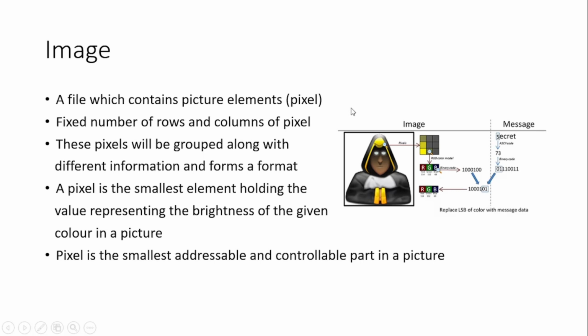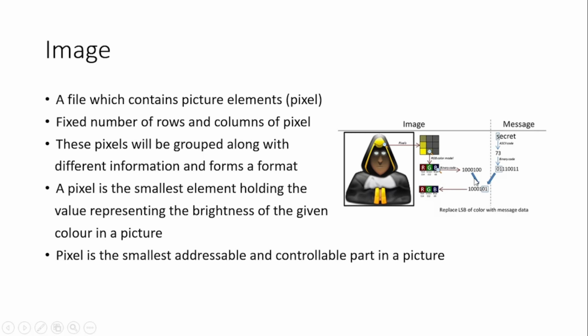These are known as pixel elements. A pixel is the smallest element, holding the value representing the brightness of the given color in the picture. A pixel is the smallest addressable and controllable part in the picture. As the image suggests, if we zoom into this part, we will get grids, and those grids represent the pixels.